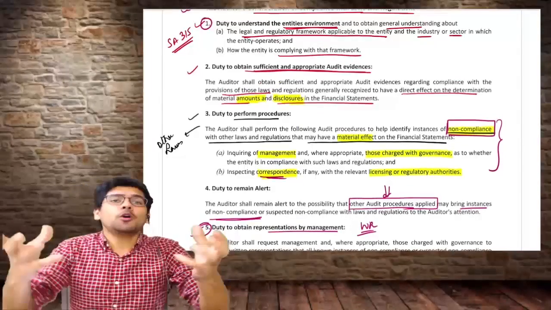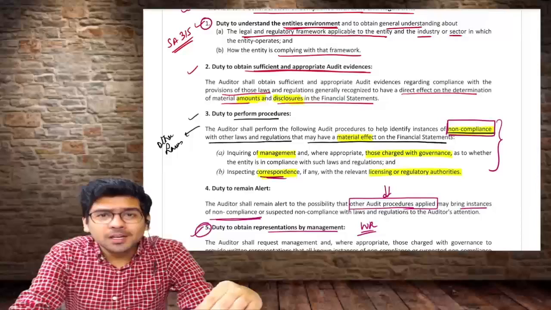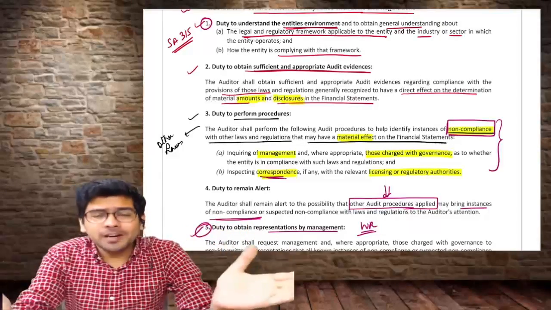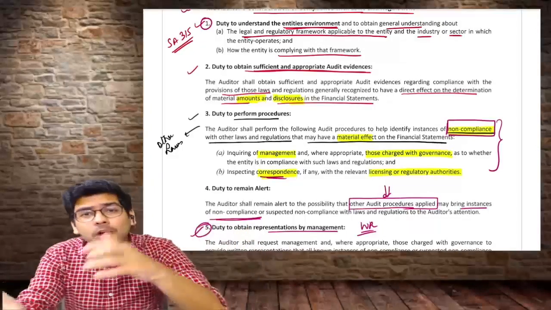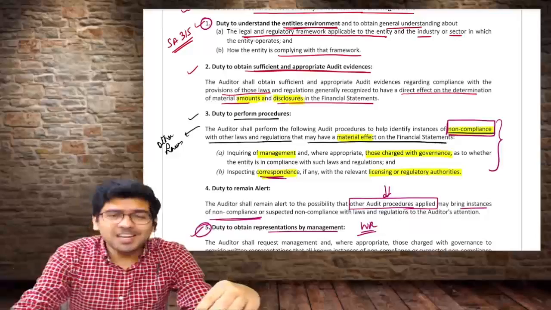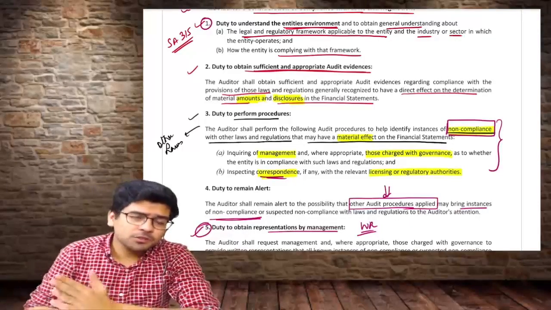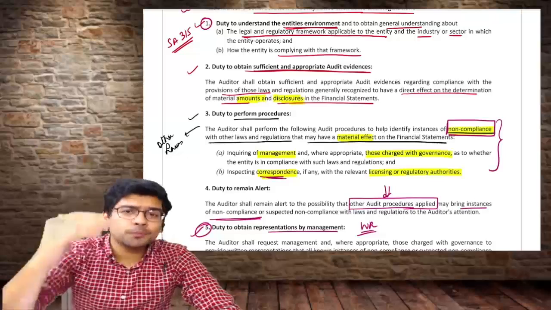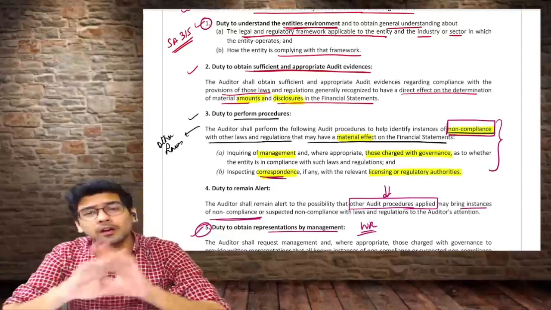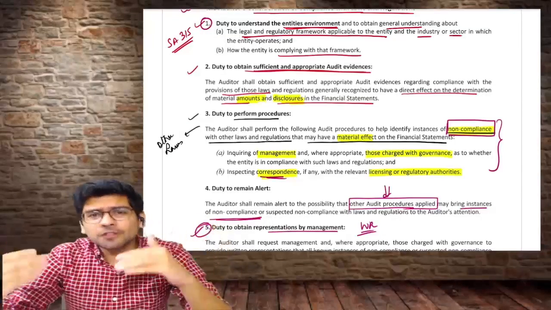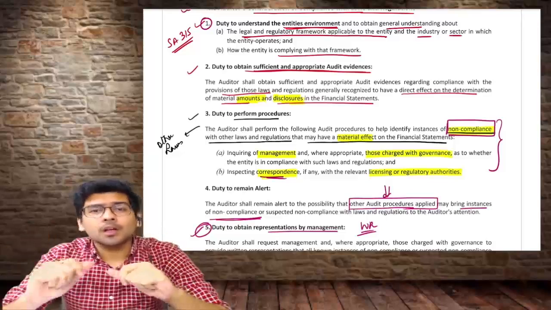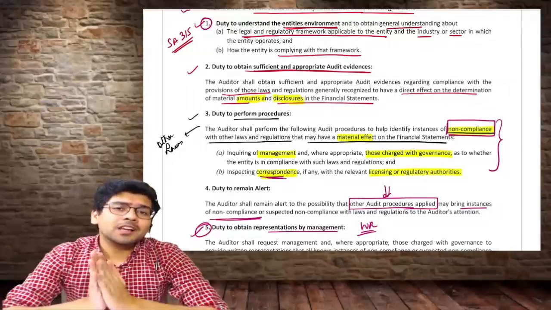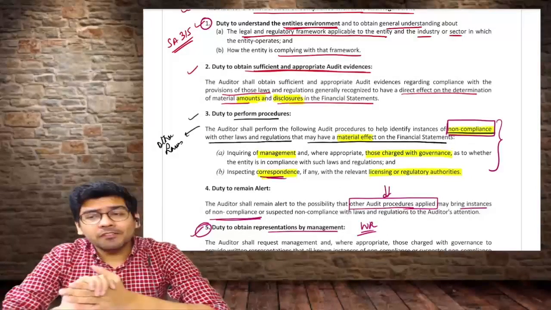First, I need to obtain an understanding about the entity, about the applicable laws, and about how they comply with the laws. Secondly, before I start with my procedures, I should obtain a written representation from the management, wherein I would ask them to give me in writing all the cases of non-compliance with laws.